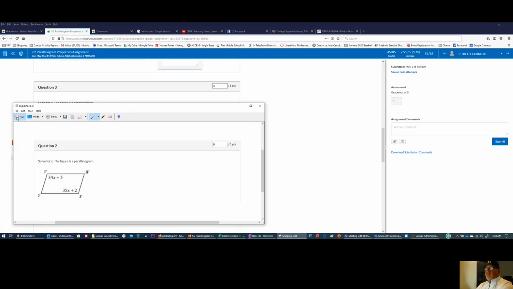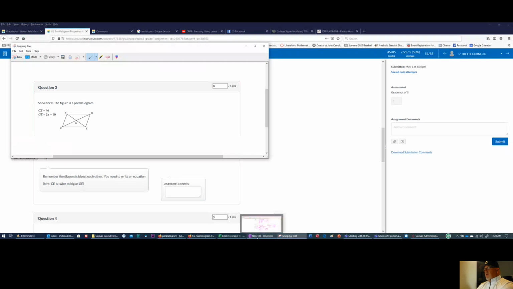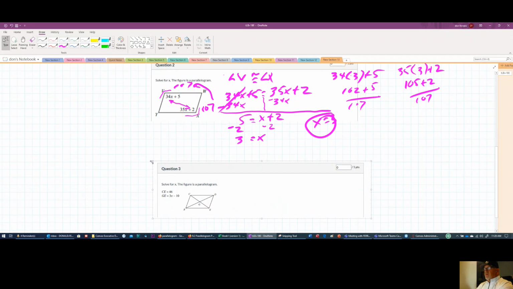So we got number 3. All right. And we're solving for X in a parallelogram. And this is important because we're now looking at diagonals and the bisector, okay? So let's take a look at this. So they tell us that CE, okay, which is C to E, all right? The total of that is 46, right?